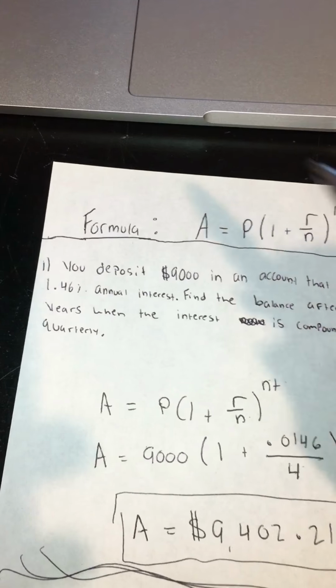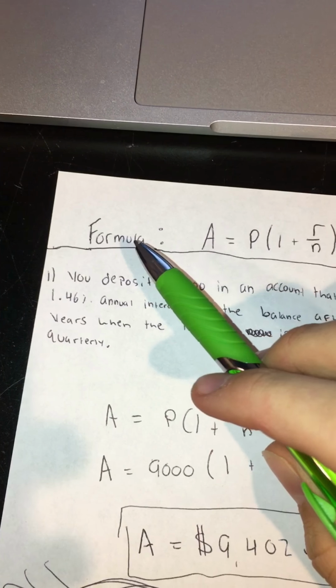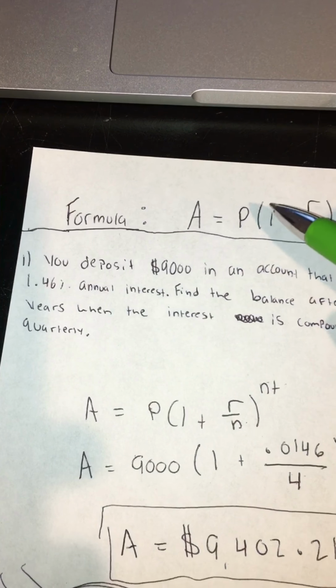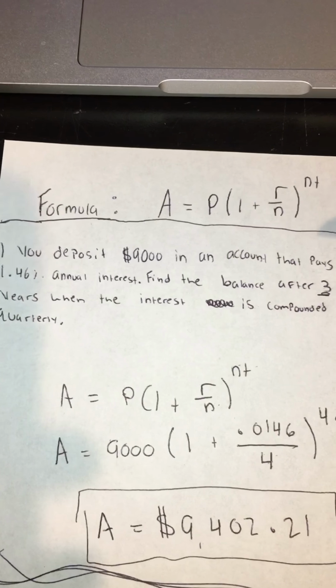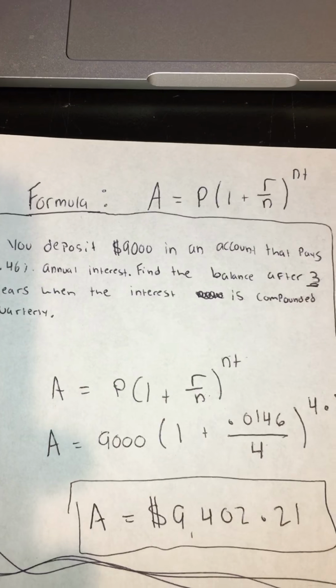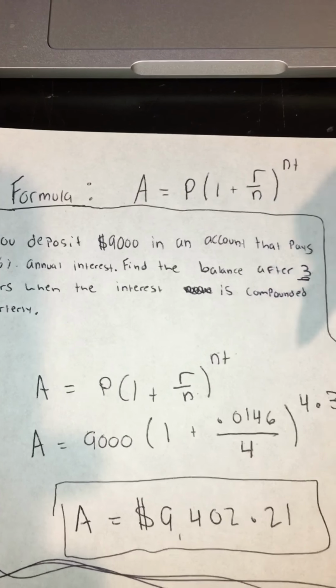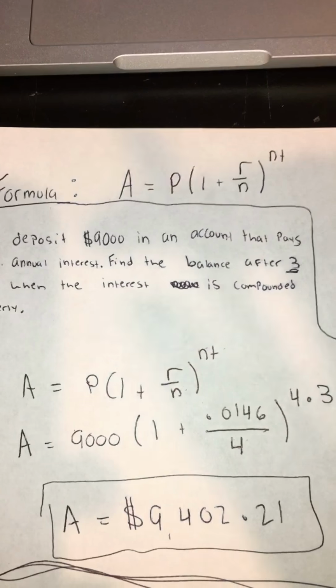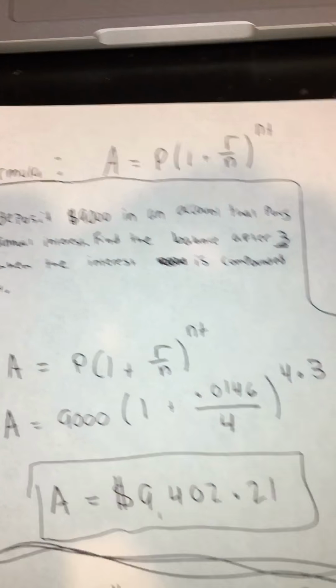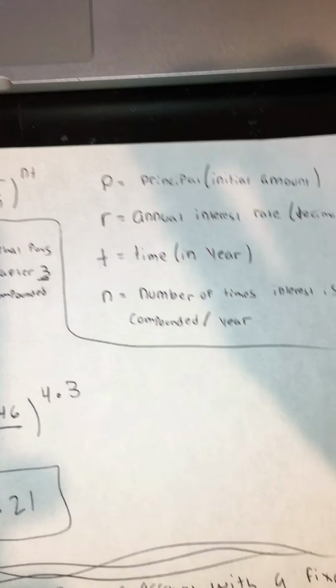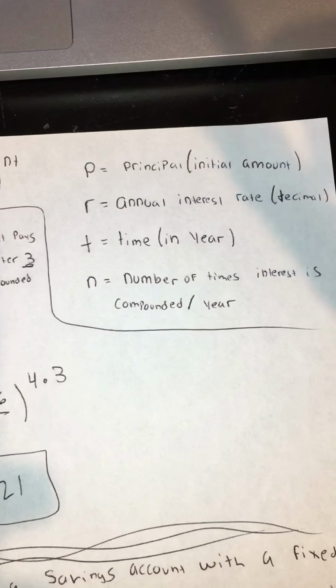So first of all, what I thought would be important is the formula. I wrote A equals P, open parentheses, 1 plus R divided by N, close parentheses, to the N times T power. Now, on the surface, this is all just a bunch of mumbled letters and numbers, but with this handy key that I made, it actually makes a lot of sense.